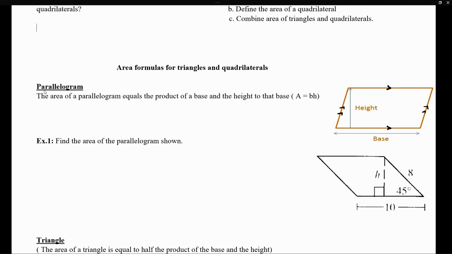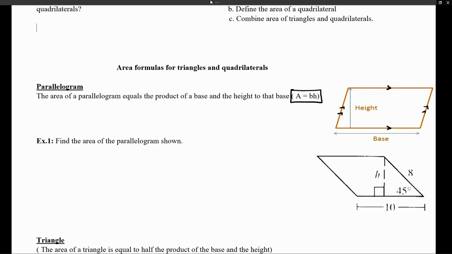And the way that we're going to define the area of a parallelogram is by identifying the base and the height, and the multiplication of those two is what's going to be defined as the area of the parallelogram. So for any parallelogram, the area is always going to be the base, which is always the lower side of the parallelogram, times the height.